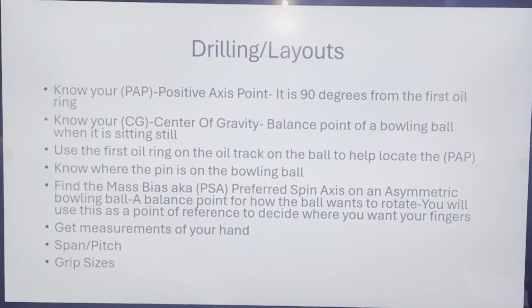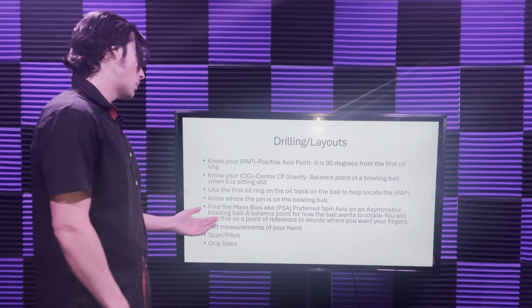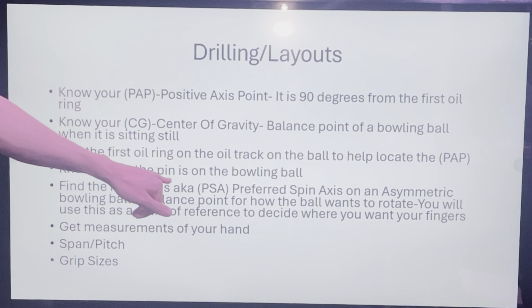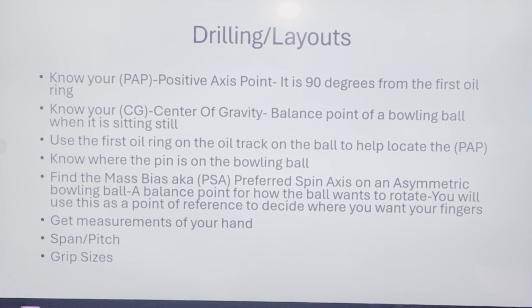And then the next thing that you'd need to know would be your center of gravity, which is known as the CG. It is the balance point of a bowling ball when it is sitting still. A lot of times people will think that the CG is the mass bias, whereas the mass bias is the preferred spin axis. It's for when the balance point is not sitting still, whereas the CG is the balance point of when it is sitting still. So more or less, the PSA or the mass bias is when the ball rotates, whereas this is the center of gravity of when the ball is just sitting still.